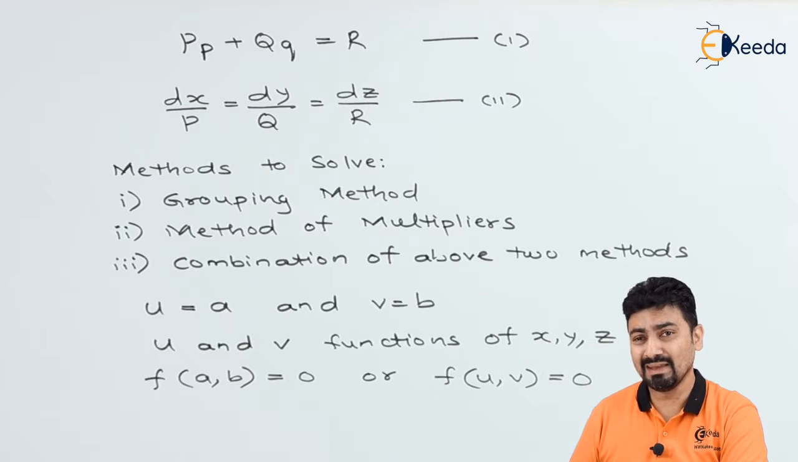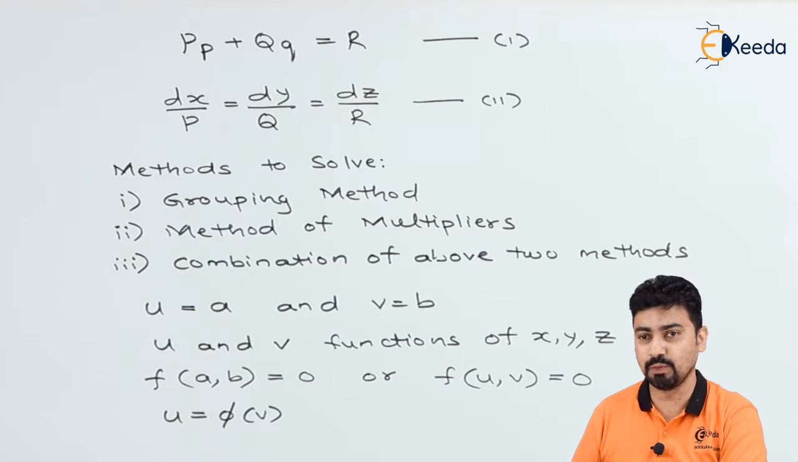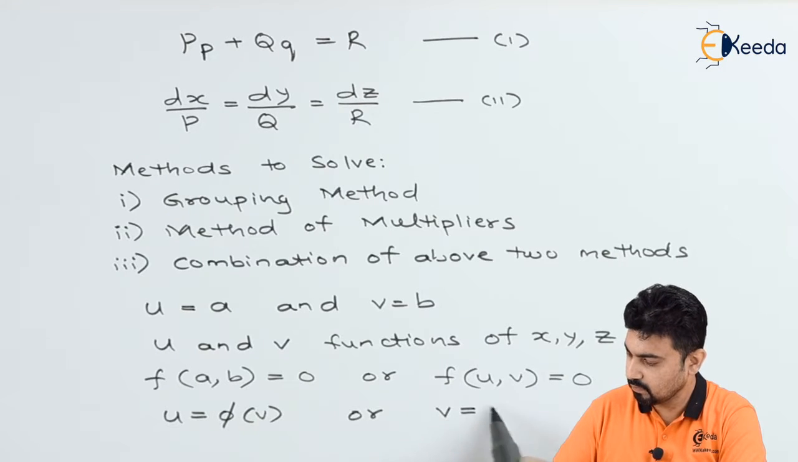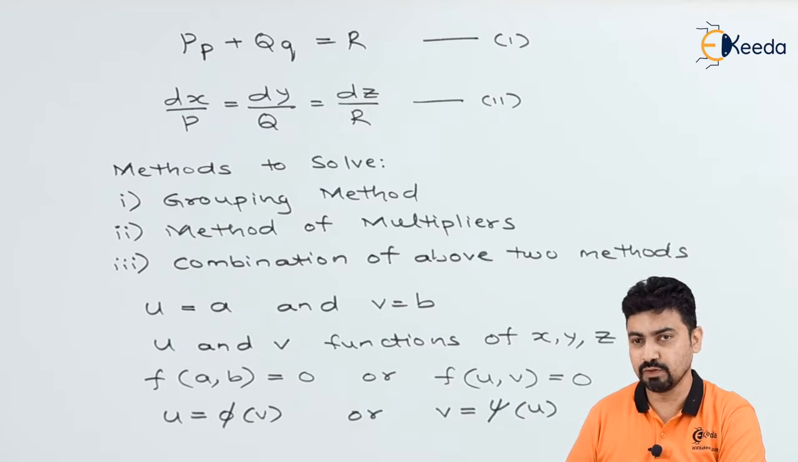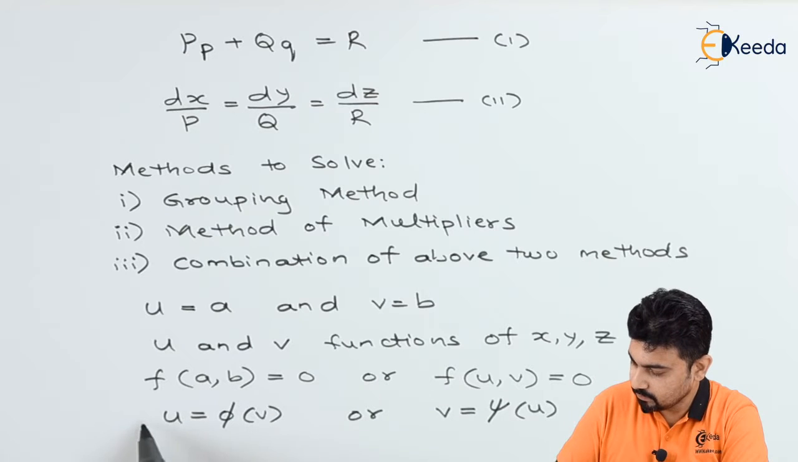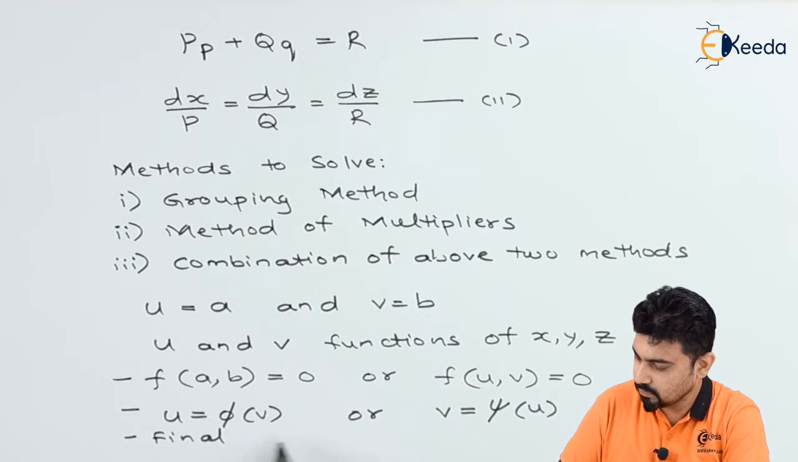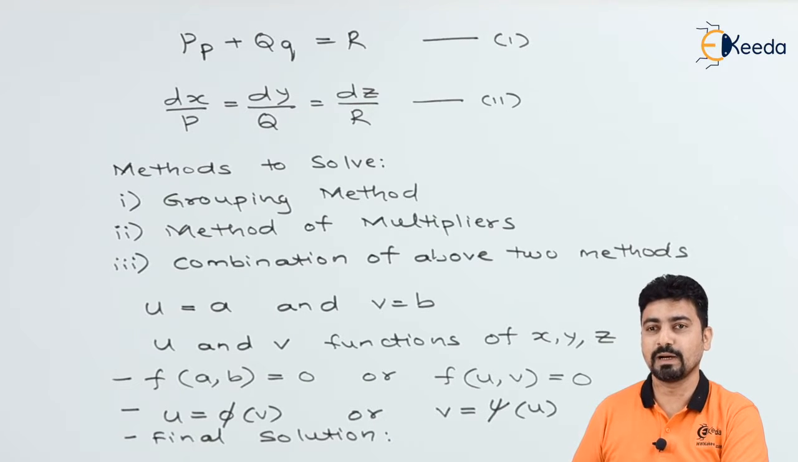Going ahead, we can rewrite this final solution to get u as a function of v, or v as a function of u. So these will be known as final solution to our linear partial differential equation. Let us solve one example and understand this method in detail.